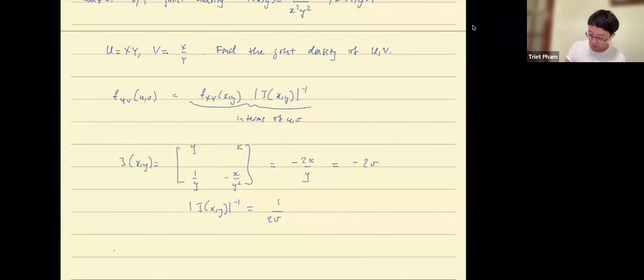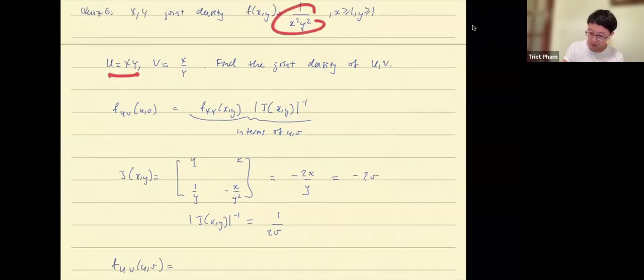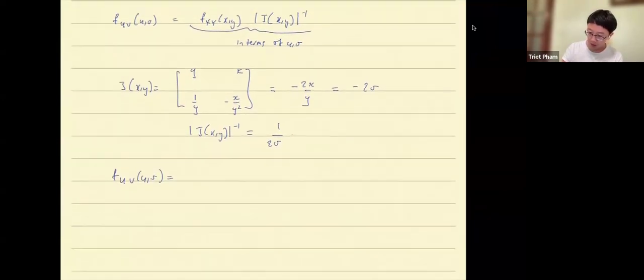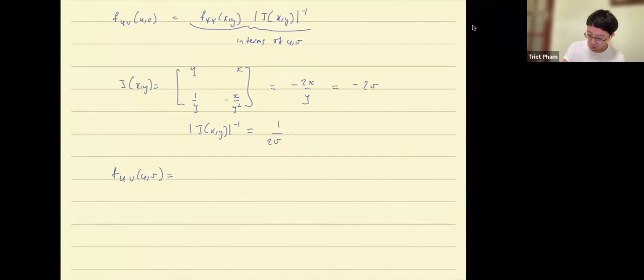And so the density of u and v clearly will be what? Because f_XY there is 1 over x squared y squared, it's going to be 1 over u squared times 1 over 2v.